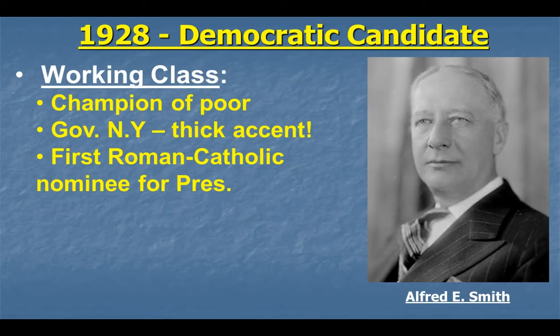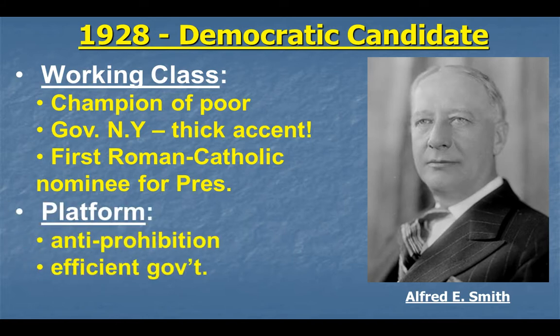But we're going to get right to his opposition. His opposition for the Democratic Party is Alfred E. Smith, champion of the poor, a governor from New York, had a really strong, thick accent, which other Americans didn't commonly identify with so much. He's also a Roman Catholic, the first Roman Catholic nominee for president, and being a Protestant nation, this is a bit of a problem for most Americans.